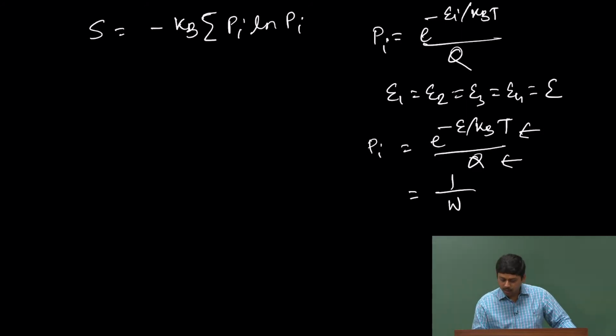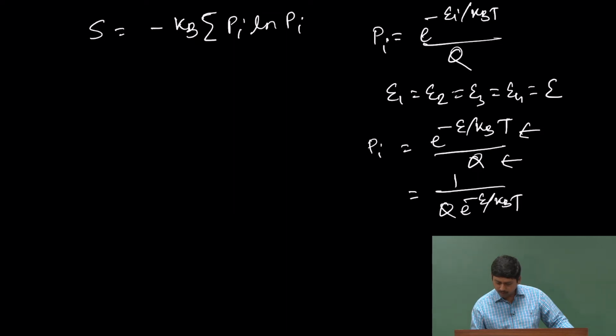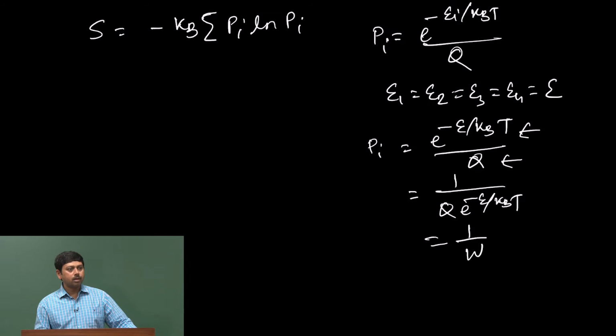I can write one more step though, so that it will become clear. I can always write that as 1 by Q into e to the power minus E by Kbt, or I can write 1 by W. 1 by W here is nothing but Q into e to the power plus E by Kbt. Okay. So, we know that Pi is 1 by W.